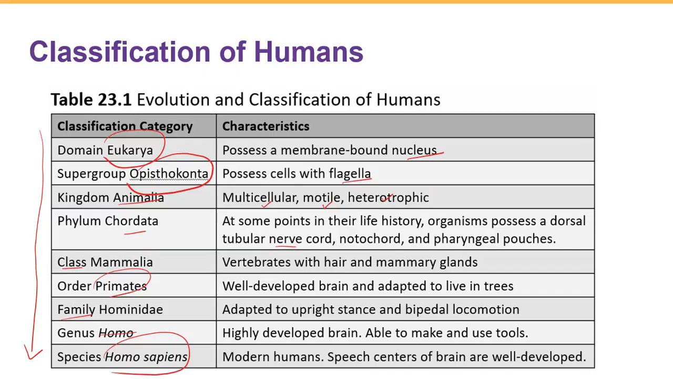So basically from domain to species, each step tells us something about who we are and how we are related to other life forms. You can think of it as zooming in from all eukaryotic life down to the modern human.